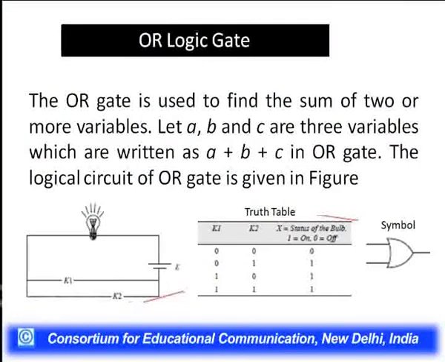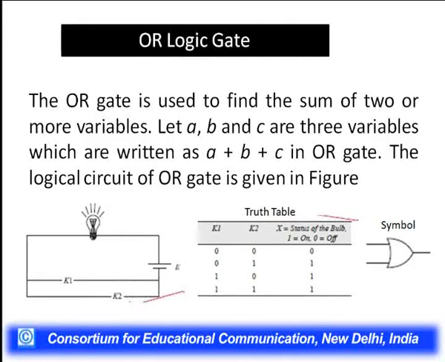The logic circuit of the OR gate is given here, meaning two keys attached in parallel, K1 and K2. If both keys are closed, then the bulb will be on. If any one key is closed, because it is in parallel, the bulb will be on. Let us use this circuit to draw the truth table.